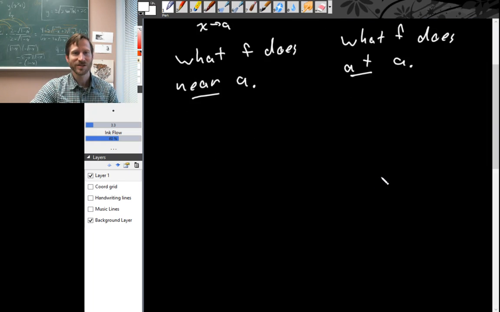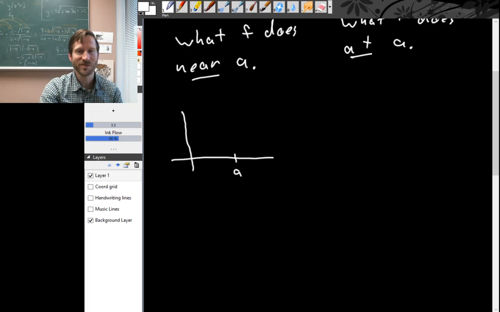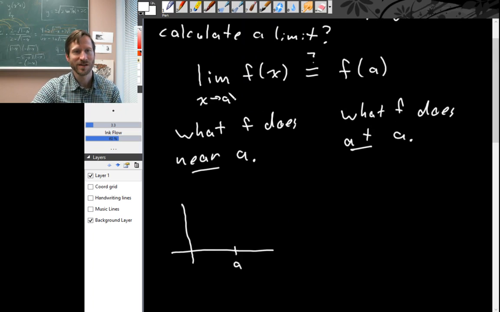So let's try to get a handle on that just by drawing a function. We'll draw some functions to see when this equation, the limit as x goes to a of f of x is equal to f of a, is true. We'll draw some functions where this is true and some functions where this is false, and then we'll try to get a handle on what is different about those functions.